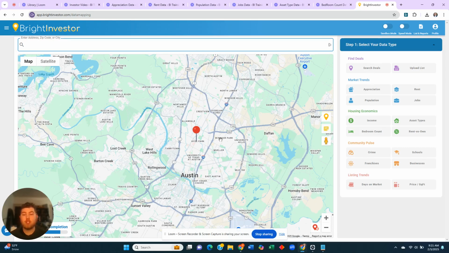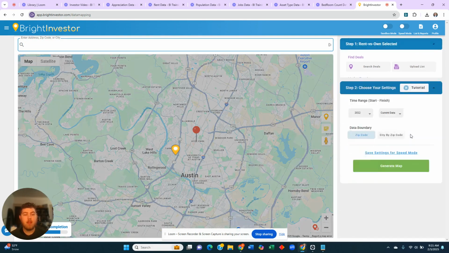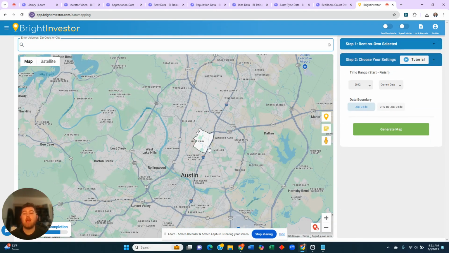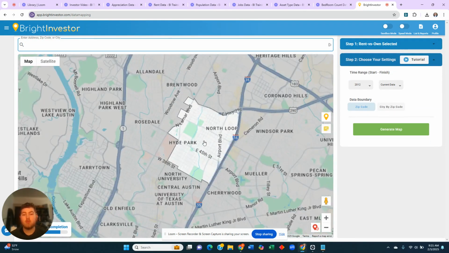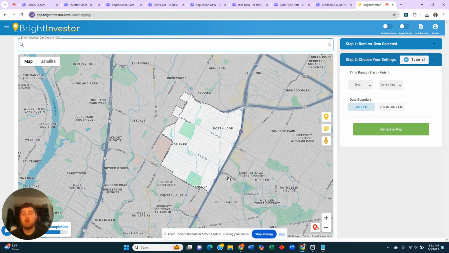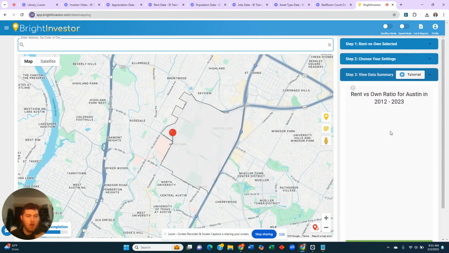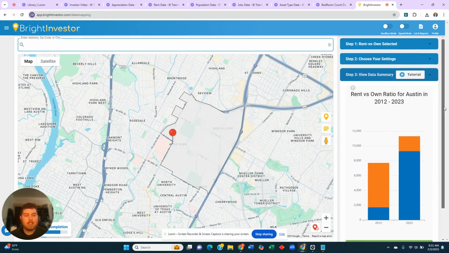Here's how you use rent versus own data in BrightInvestor. The reason you should care about rent versus own data is because it tells you what the people are doing. In this case, I would leave the time range alone and simply look up a zip code. What you're looking for is exactly this.